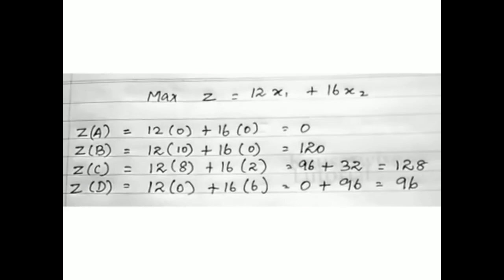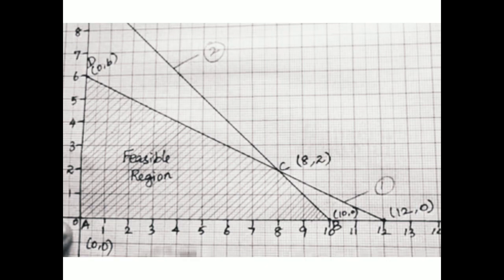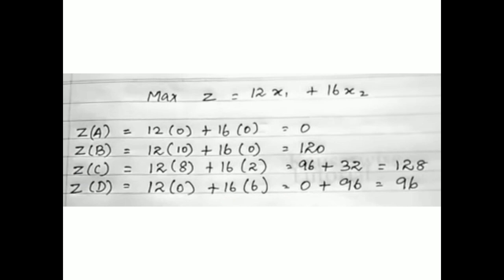In the next slide I have shown that A, B, C, D are the corner points of that shaded area. I have put all of these points in the objective function given in the question, that is 12x1 + 16x2. As you can see, point A refers to (0, 0), that is x1 is 0 and x2 is 0. Substituting these in the objective function, the value comes out to be 0.